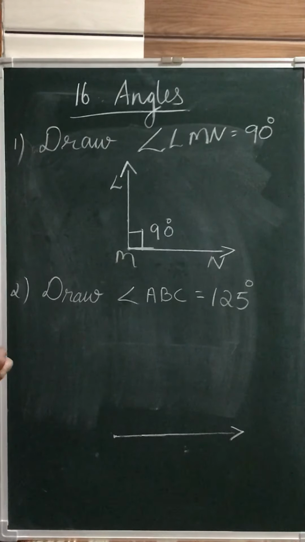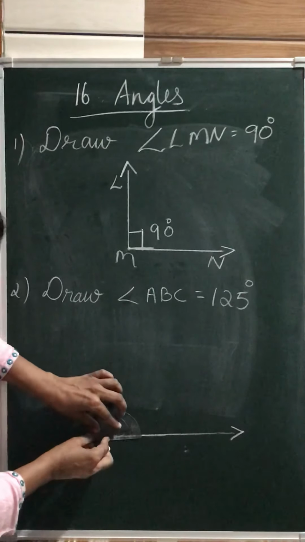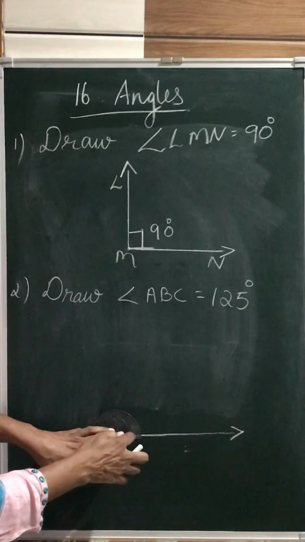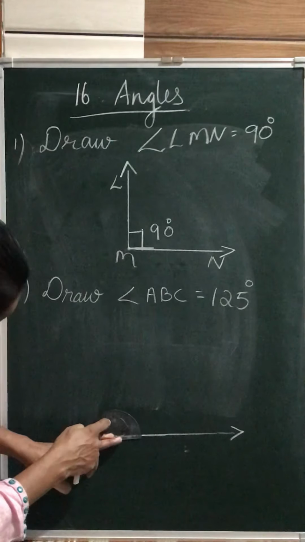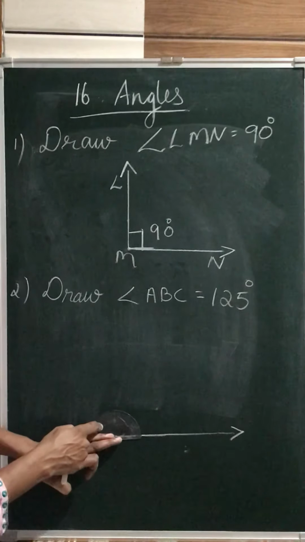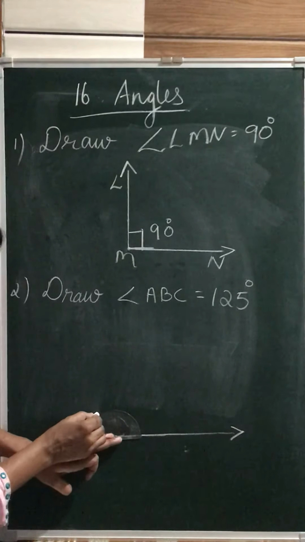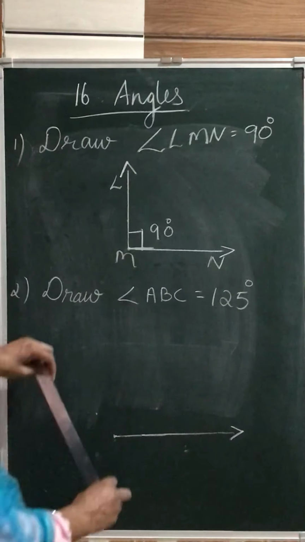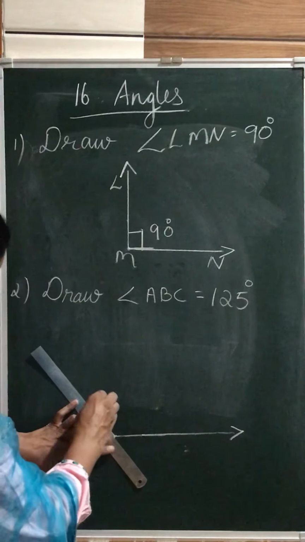Okay, now fix the center point on this dot and the baseline on this arm. Start from 0 here, 0 to 125. Here 90, then 100, 110, 120, 130. In between there are 5 small lines, 120 and 130. It is 125. You can put a dot here. Then using the scale, you can draw a straight line, the arm of the angle.